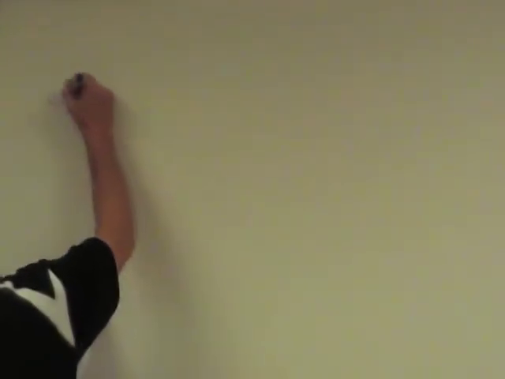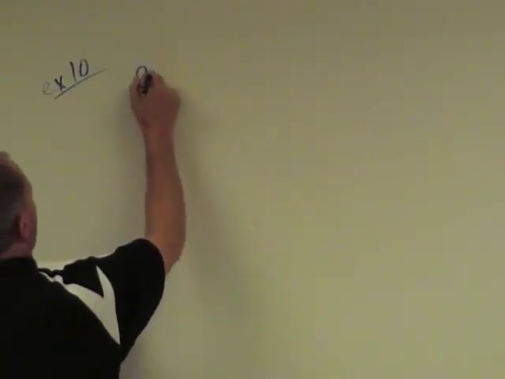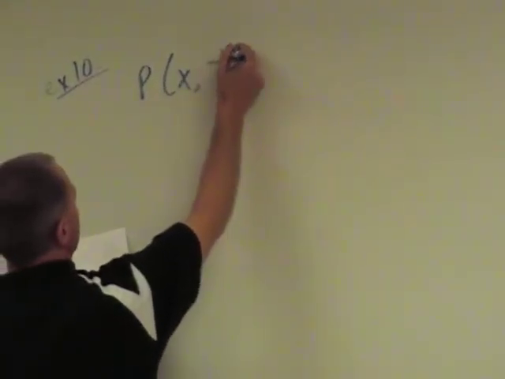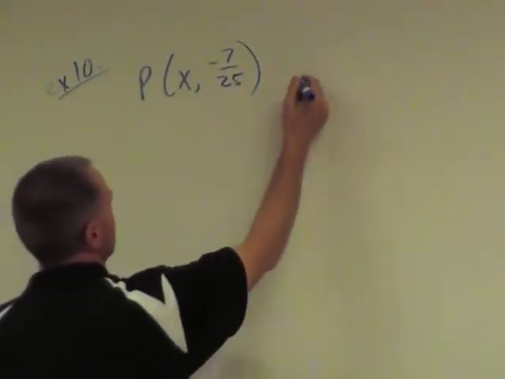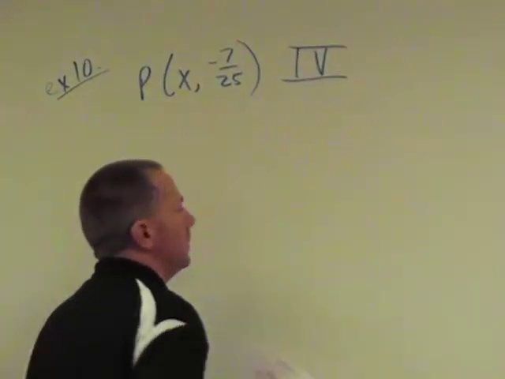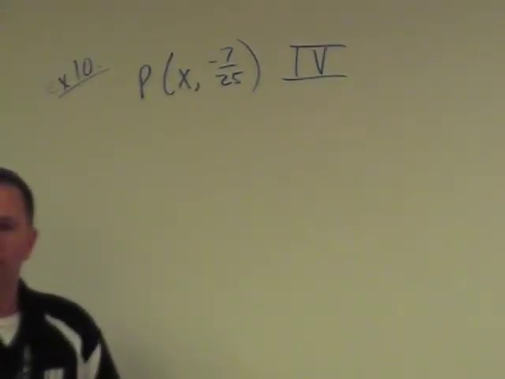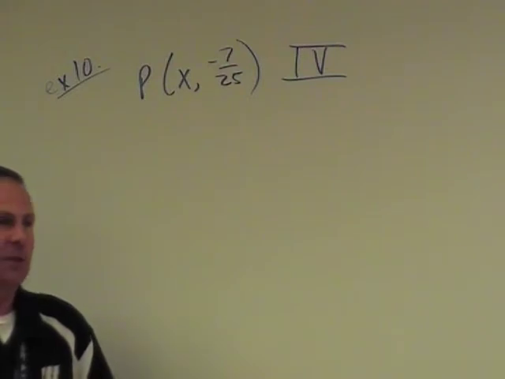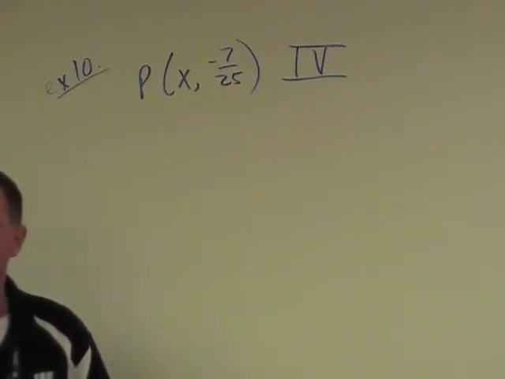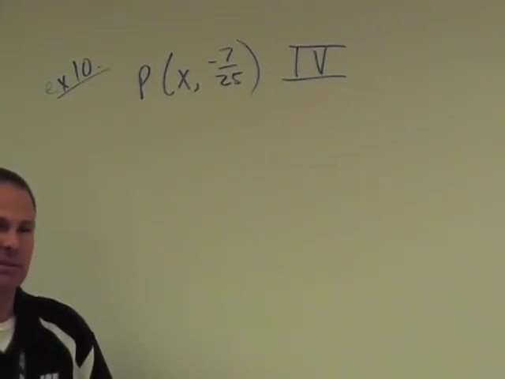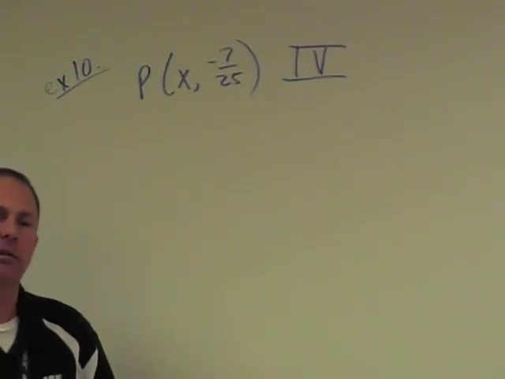Alright, number 10. Point P is (x, negative 7 over 25). It's in quadrant 4. It's on the unit circle. What does x have to be for it to be on the circle? So first of all, is it positive or negative? And how do you know that?